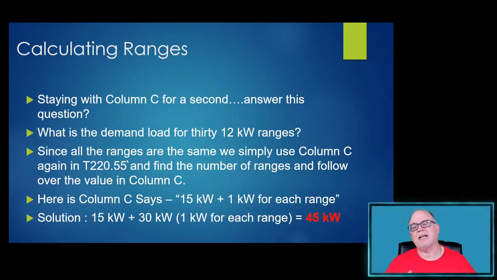Now let's stay in column C for a second. We're going to answer this question. What is the demand load for 30 12 kW ranges? Okay, it sounds like it's getting complicated. It's not. Just walk with me here. 30 12 kW ranges. All right, well, since they're all 12 kW, they're all still going to be under column C. No stress here. Since all of those are C, we simply go to table 220.55. We find the number of ranges and follow that all the way over to column C.